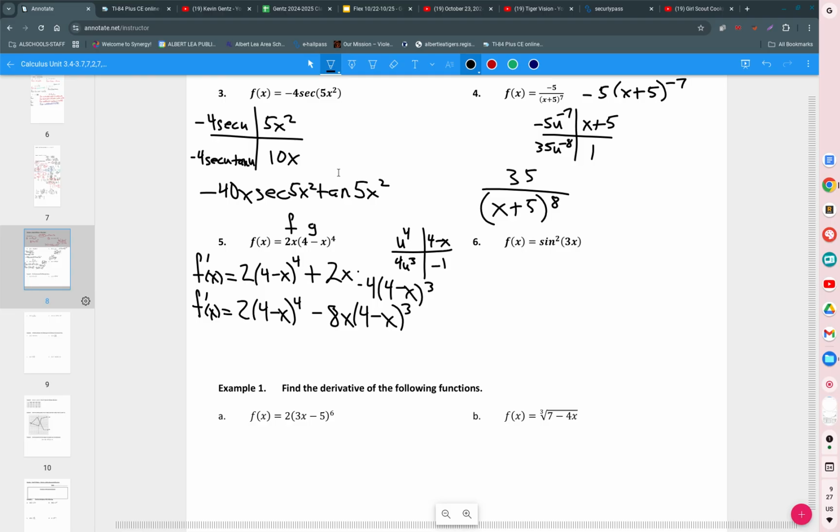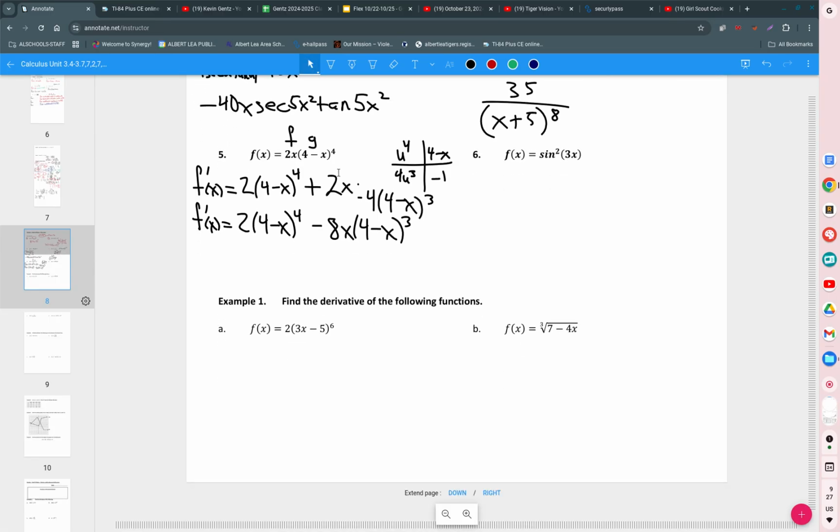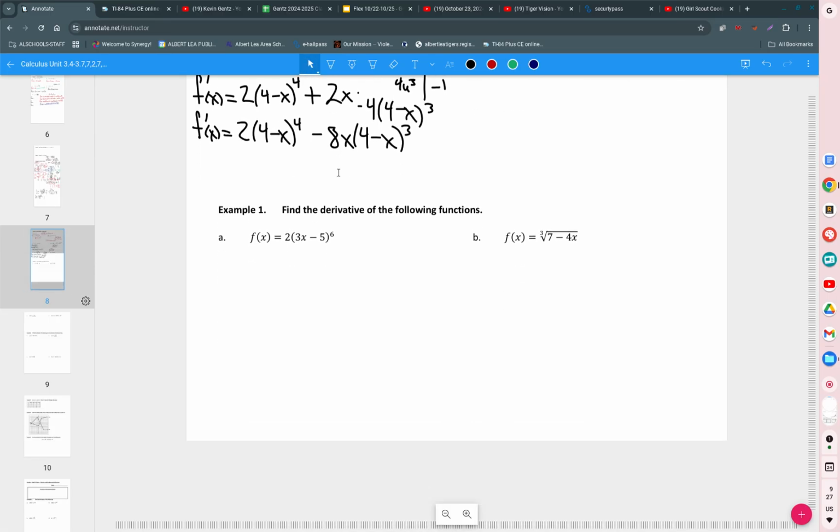When you use the product rule in conjunction with the chain rule, you must write it in factored form as the answer. That's the only way I see it expressed on the AP exam ever, and it's the only way I see it expressed in your textbook. So if it's good enough for them, it's good enough for us as well. So I'm going to go ahead and take out a common factor.